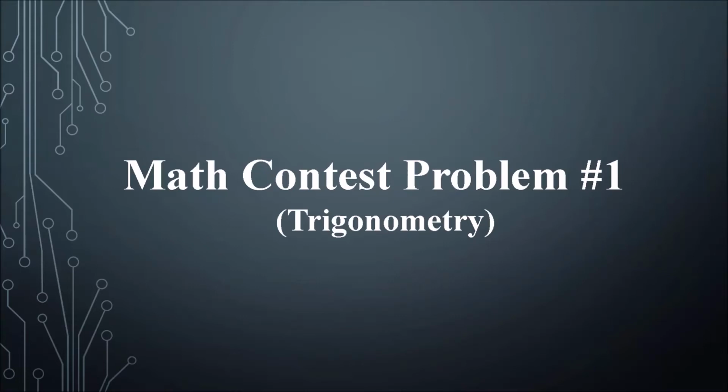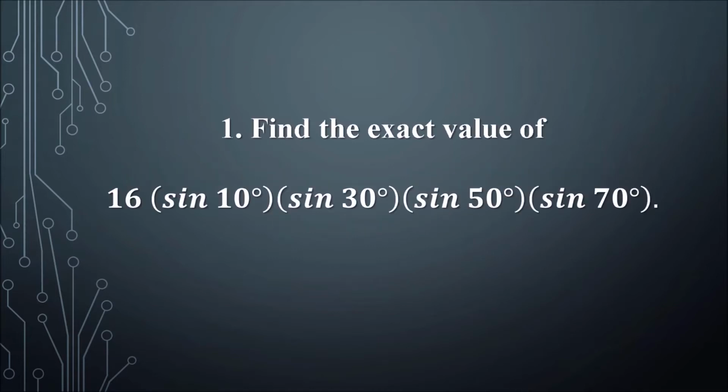Math contest problem number 1. So it's about trigonometry. The problem is, find the exact value of 16 times sine 10 degrees times sine 30 degrees times sine 50 degrees times sine 70 degrees. And here's the solution.